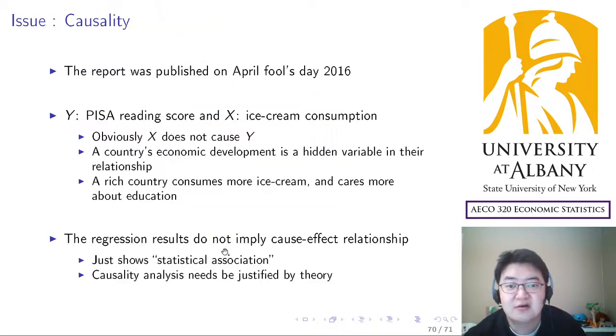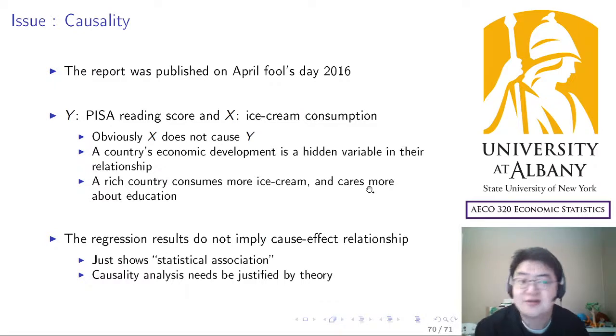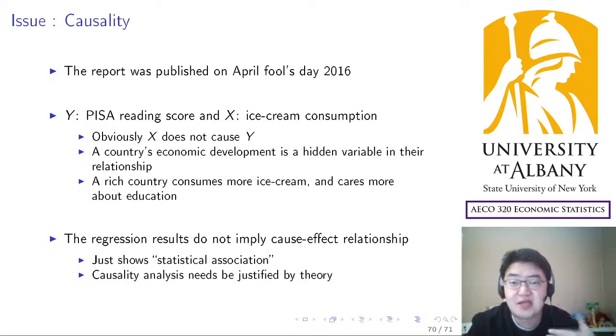It's just an April Fool's Day joke. It was published on April Fool's Day in 2016 in The Economist. The main reason why this is wrong is because a regression result does not say anything about causality. So in my examples, I told you as if x determines y. That was a little bit wrong. It requires additional assumptions and additional explanations.